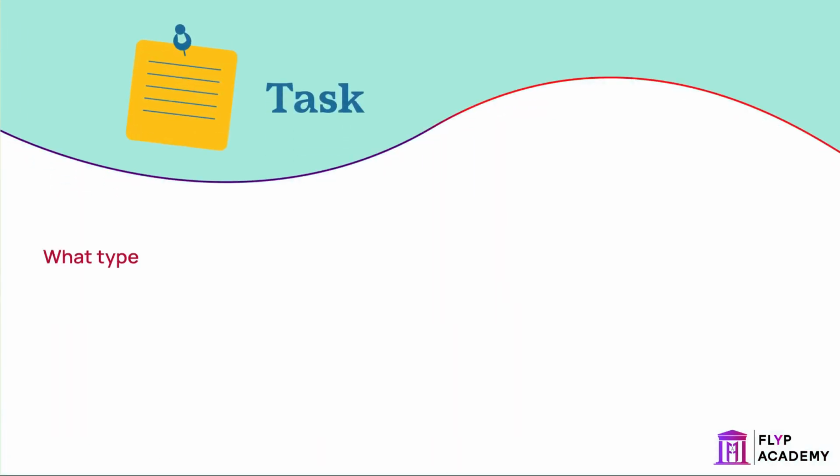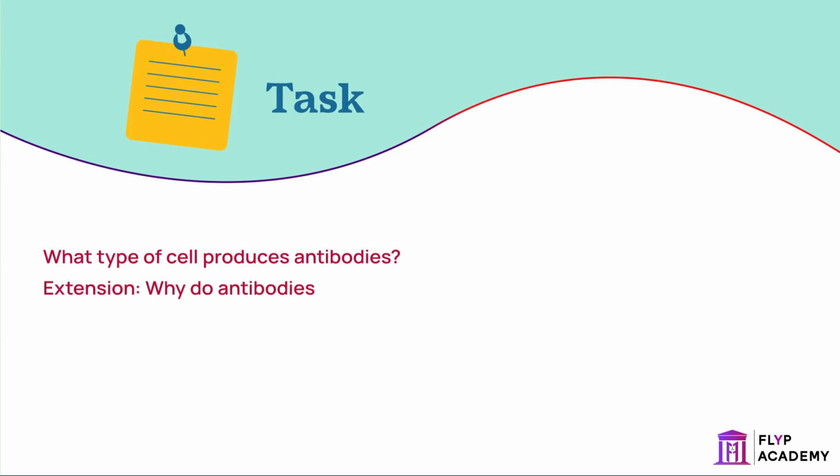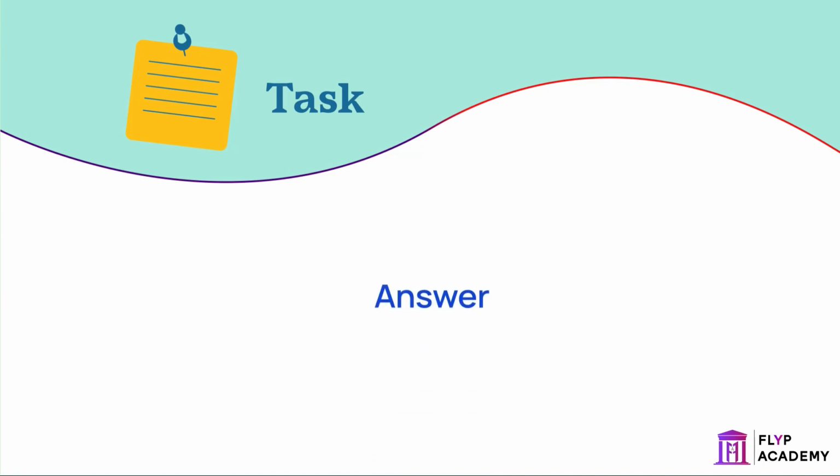Task: what type of cell produces antibodies? White blood cells called lymphocytes produce antibodies. Extension: why do antibodies bond to a specific antigen? Antigens are usually made out of protein and have a specific shape that the antibody fits exactly.